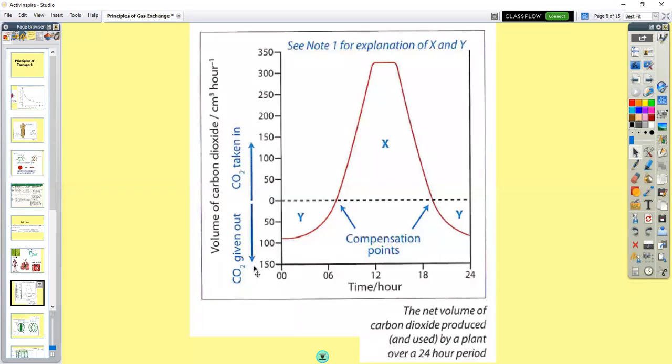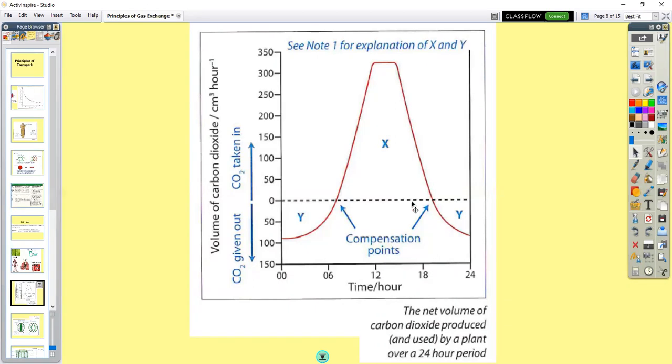So that's generally respiration, carbon dioxide being produced in respiration. These two areas here, labeled Y, are when the rate of respiration is higher than the rate of photosynthesis. Above the zero line, above that dotted line, is when carbon dioxide is taken in, and that's generally when photosynthesis occurs. It's required for photosynthesis.